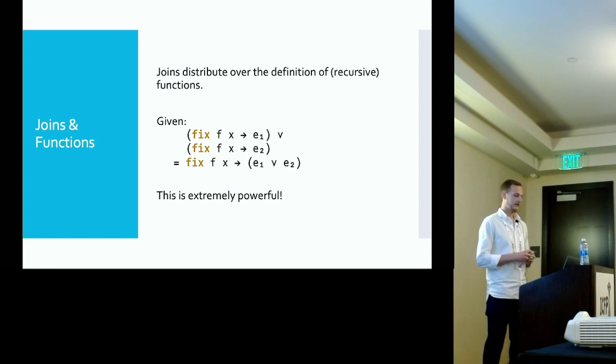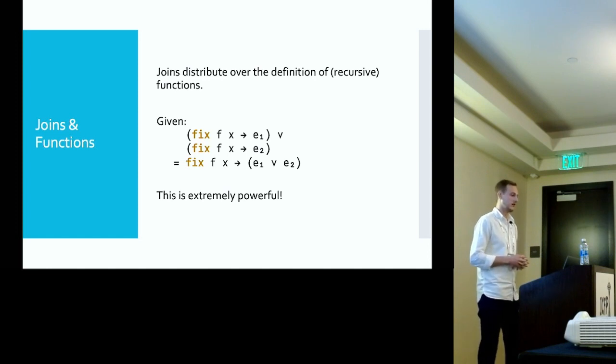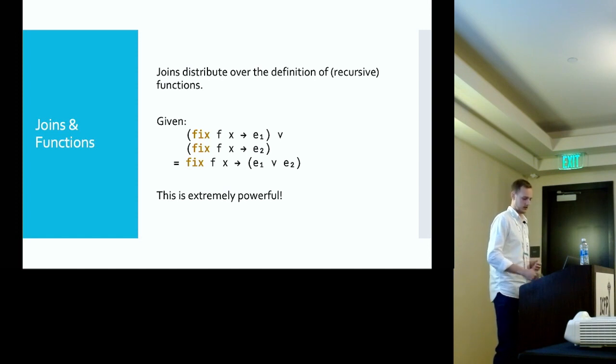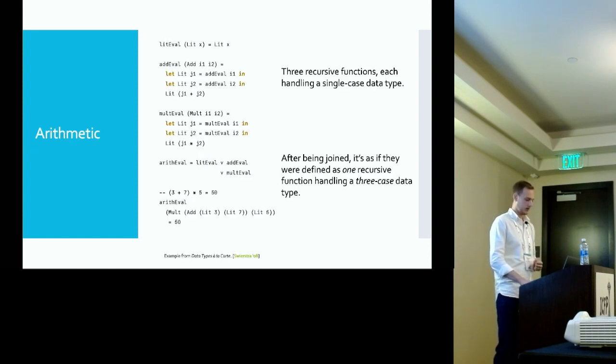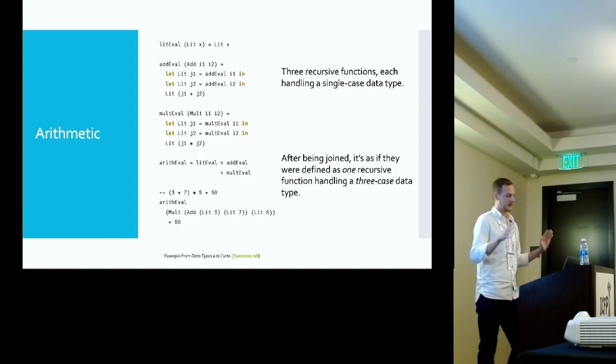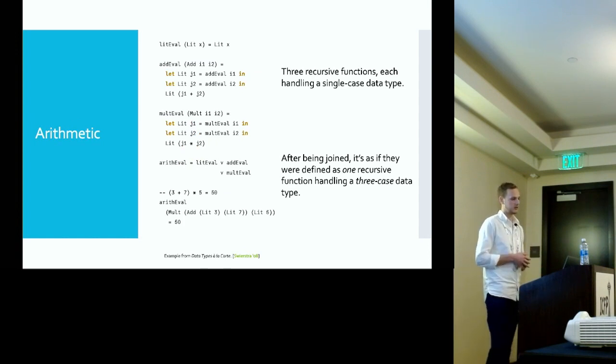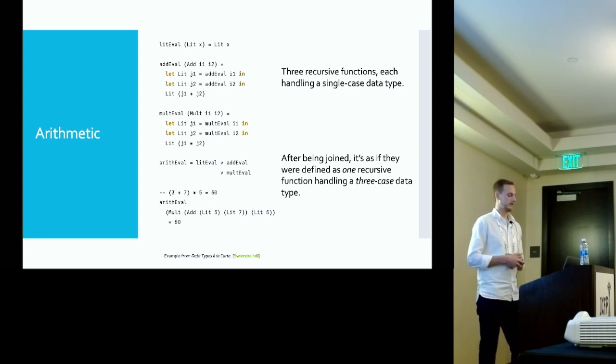But in the joined function here, when either E1 or E2 makes a recursive call, it refers back to the entire joined function now. So this actually gives you a lot of power, and what it lets you do is extend recursive functions with new cases. We can see that in the next slide. You don't have to look at the details of this code, but the idea is that we're trying to solve the untyped expression problem here. We have three evaluation functions, one for literals, one for addition, and one for multiplication.